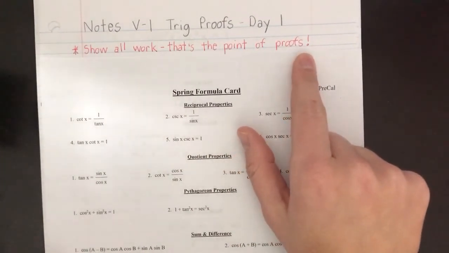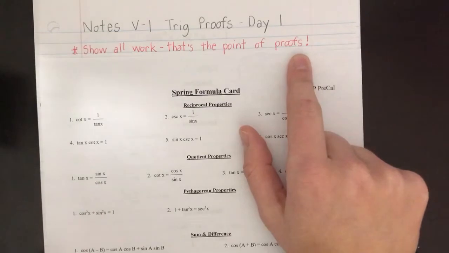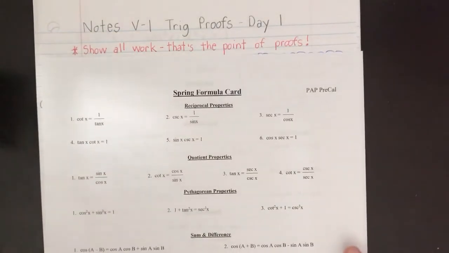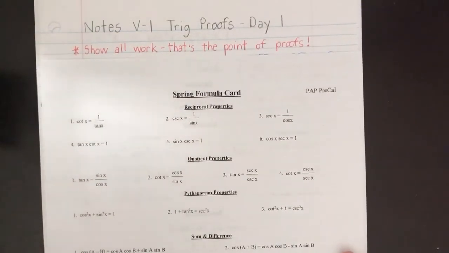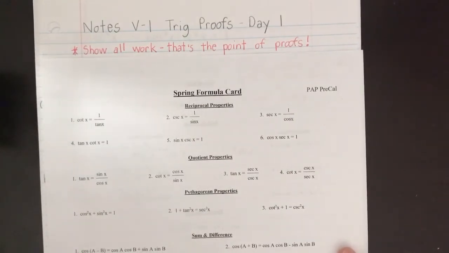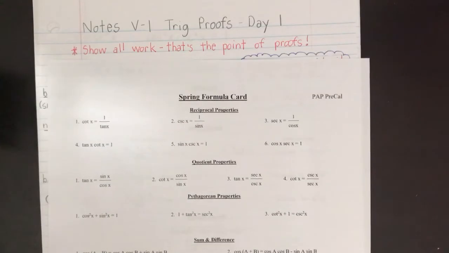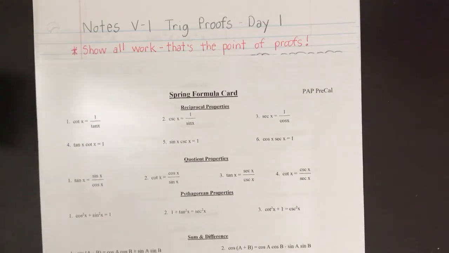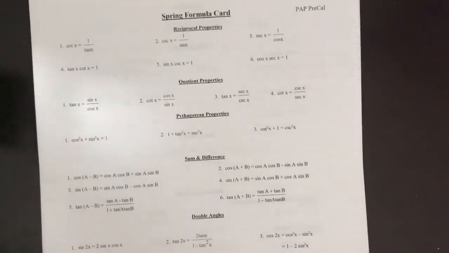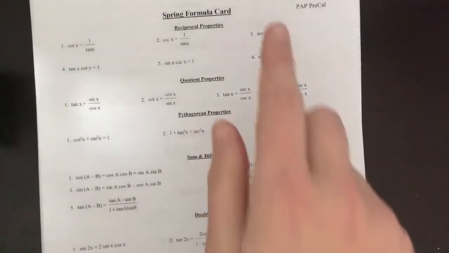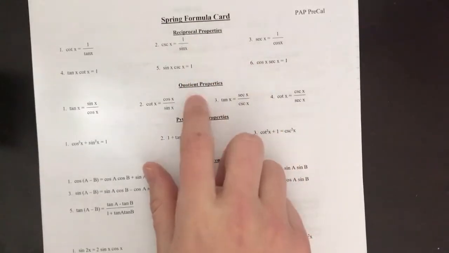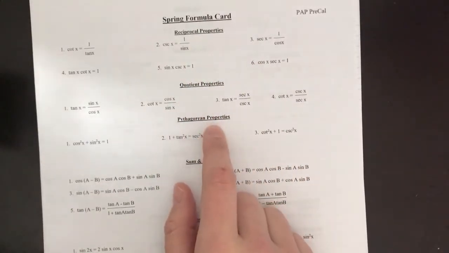Your reader, who may or may not be me, doesn't know you necessarily, and they don't know what you know. So you really have to show everything that you're doing to prove that one side of the equation equals the other. So no skipping steps today. Sorry about that. For the proofs, show all your work. That's the point. You should have next to you the spring formula card, your printout of the spring formula card. We're going to be using reciprocal properties, quotient properties, and Pythagorean properties today.